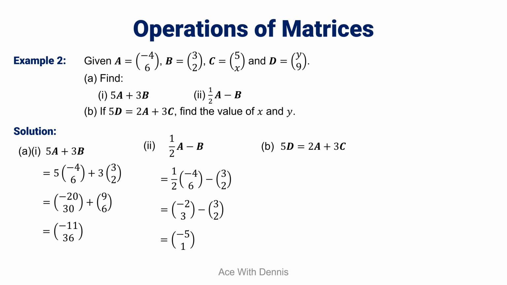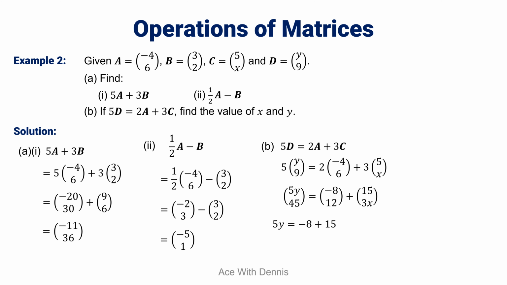B. So given the equation 5D equals 2A plus 3C, just substitute the corresponding matrices. We have 5, then matrix Y, 9, equals 2 times matrix negative 4, 6, plus 3 times matrix 5, X. Then multiply the constants into each element of the corresponding matrices. We have matrix 5Y, 45, equals matrix negative 8, 12, plus matrix 15, 3X.